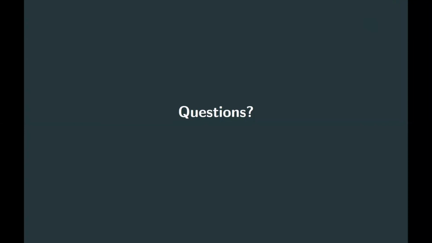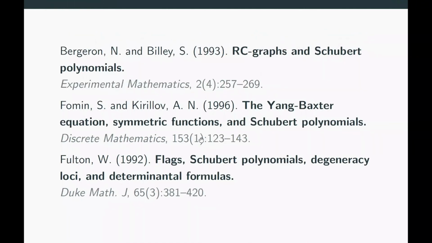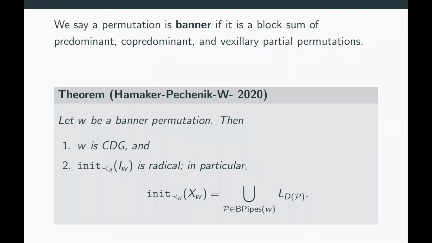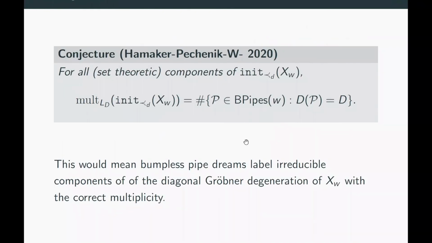Let me see, because there are many questions around. I'm seeing: does this degeneration depend on the choice of diagonal term order? Yes, when you have things that aren't reduced, you can get different limits based on your diagonal term order. The idea of the conjecture is that maybe you don't know exactly what the limit looks like, but you know set-theoretically, up to multiplicity, how many times each of these set-theoretic components is showing up. But the actual degeneration, since it's not reduced, does depend on which diagonal term order.